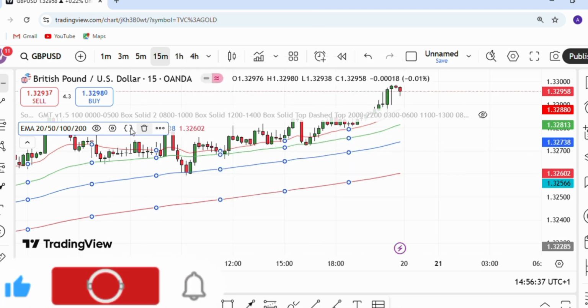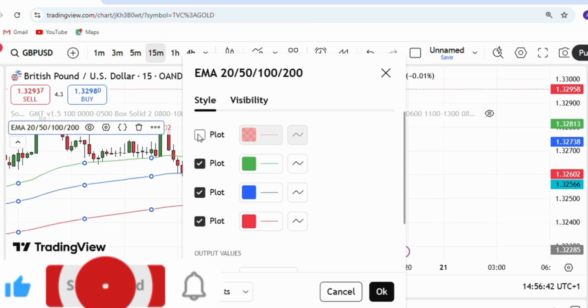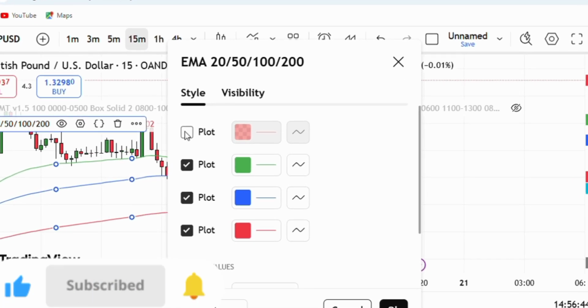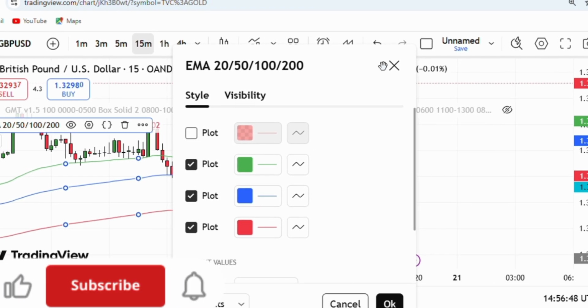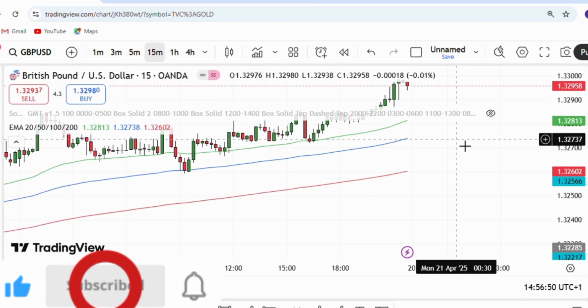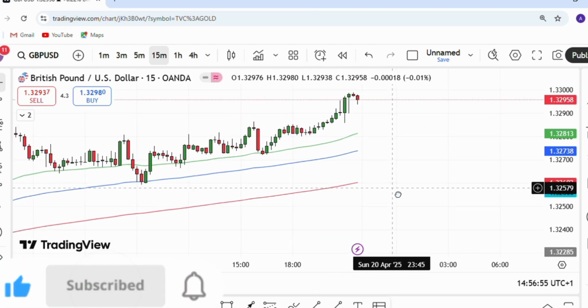Then if you want to set it, go to your settings and move the 20, which is the first one, then add up the 50, the 100 and 200 like this, and set it. This is how it will look. It will look like my own, or you can pause the video and screenshot it.